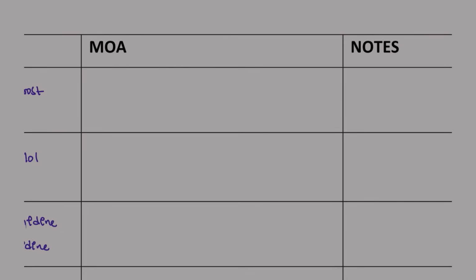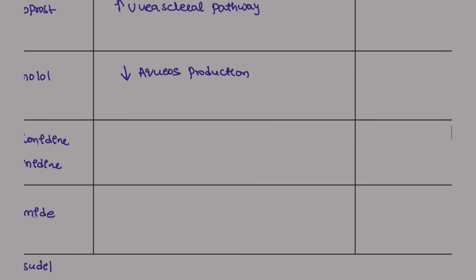So the mechanism of action for the prostaglandin is increasing the uveoscleral pathway. We have two pathways, one is the trabecular, the other one is the uveoscleral. So if the patient is suffering from glaucoma, we can divert the outflow to the uveoscleral pathway. And beta blockers will be decreasing the production. So aqueous production is decreased in beta blocker patients. Same as the alpha agonists, they are going to decrease the aqueous production.